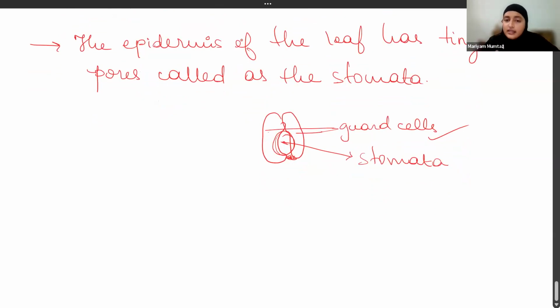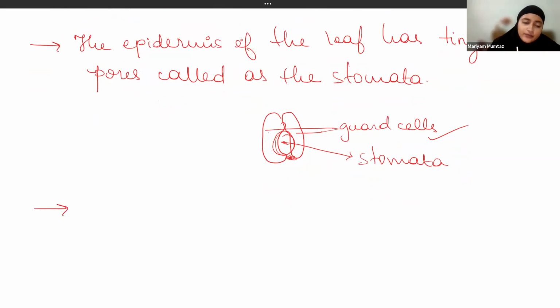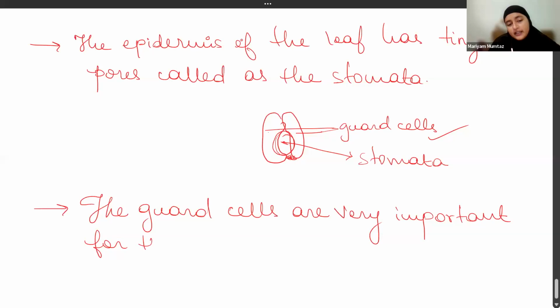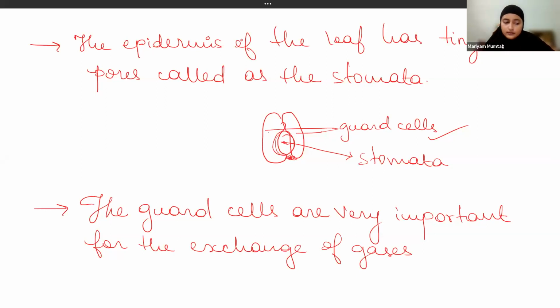Now, these guard cells are extremely important for the exchange of gases. Okay, they are very important. So, you can say that the guard cells are very important for the exchange of gases. Is it clear? Ma'am, it's not clear. Like how?